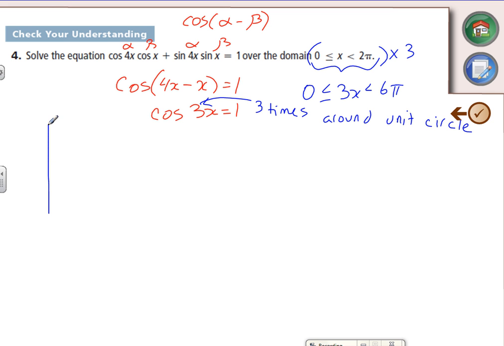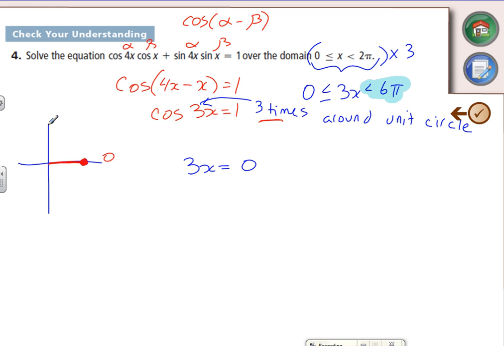And let's pick off our unit circle part here. I want to know where is cos equal to 1, and cos is equal to 1 right here on the unit circle. That's at 0. But we get to go around 3 times. Be careful, look at this. I don't get to hit the last one on that 3rd time. So 3x is equal to 0. That's my first one.